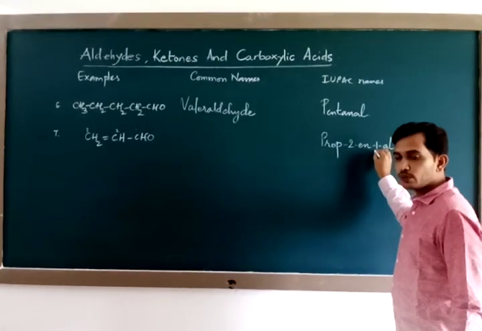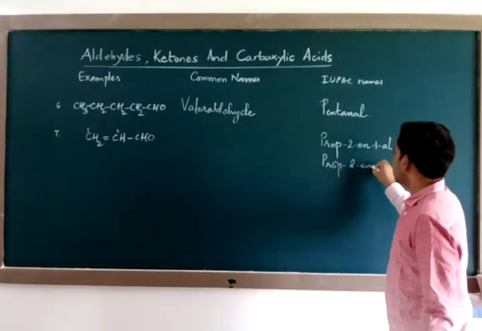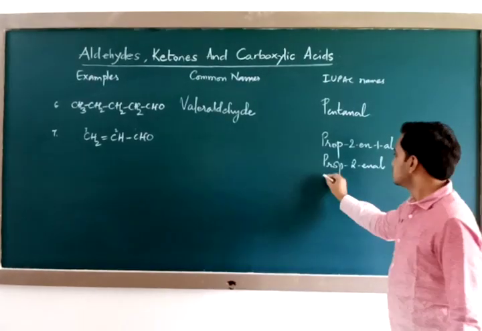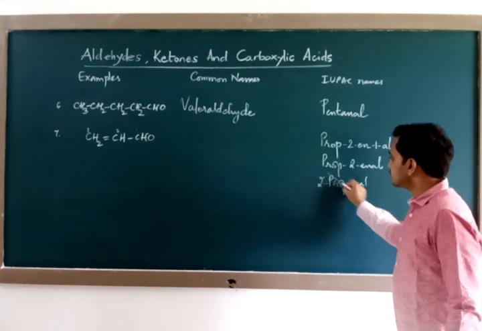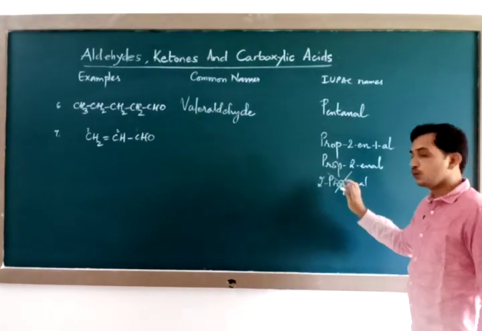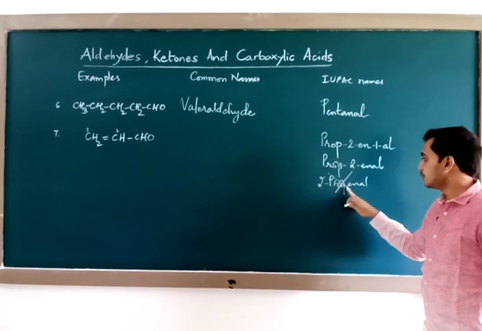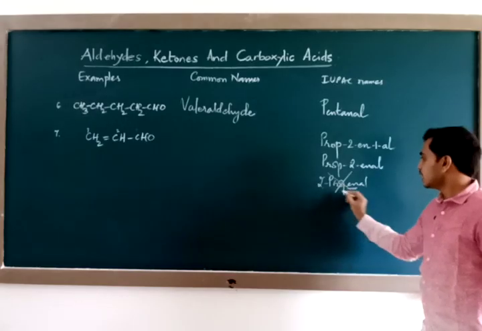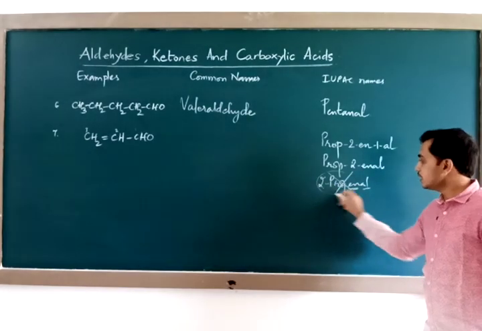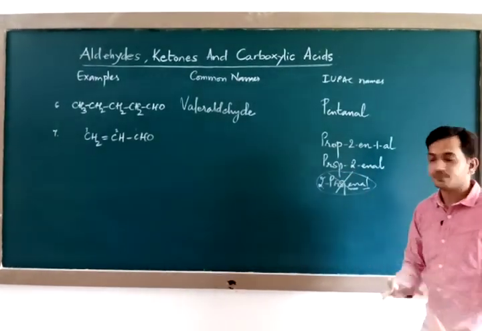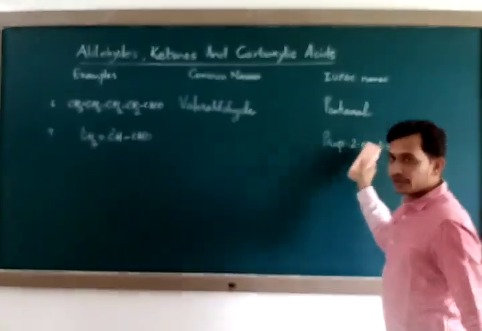Even if you are not able to write this entire name, you can write prop-2-enal. It is also correct. Some books give the name as 2-propenal. This method is wrong. Do not follow this method, because it confuses us whether the double bond is at second carbon or aldehyde is at second carbon. So technically writing a name in this method is not correct. Follow this method or the first method. This would be more accurate.